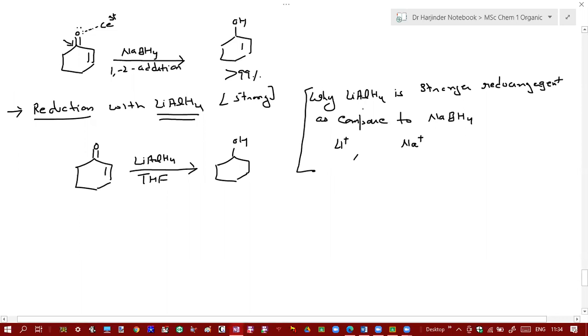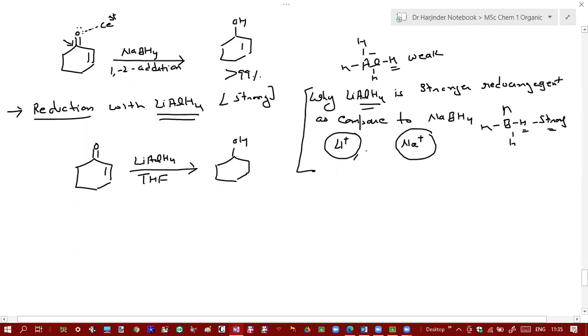Okay, so one reason is the aluminum hydrogen bond is weak. So this hydride ion can easily transfer. This aluminum hydrogen bond is weak, while this boron hydrogen bond is strong. Second reason is these cations. Now, out of lithium plus and sodium plus, which is a stronger Lewis acid? Lithium. Now, lithium is smaller in size and it is a stronger Lewis acid.